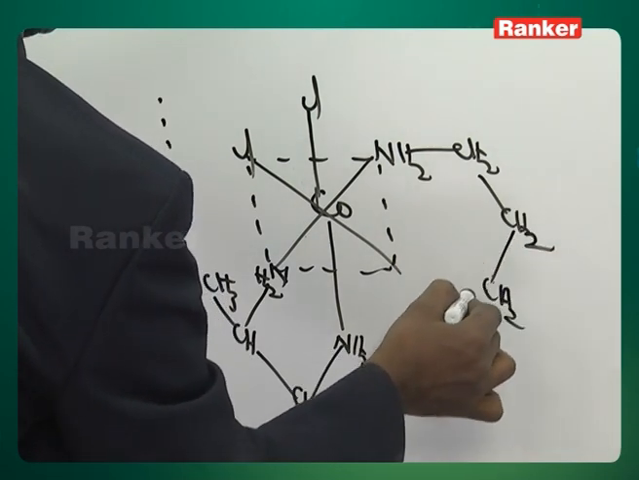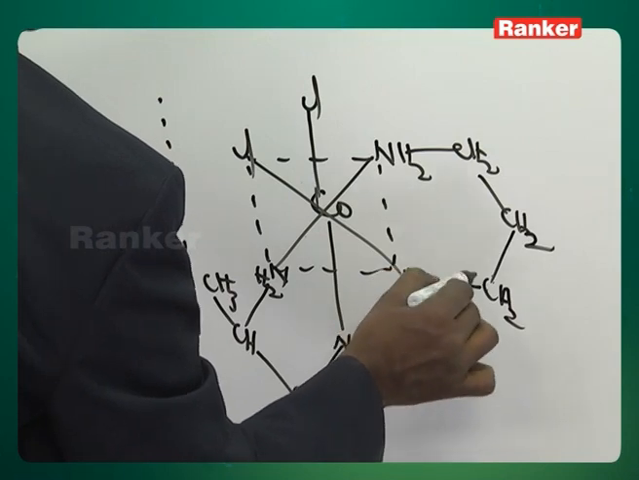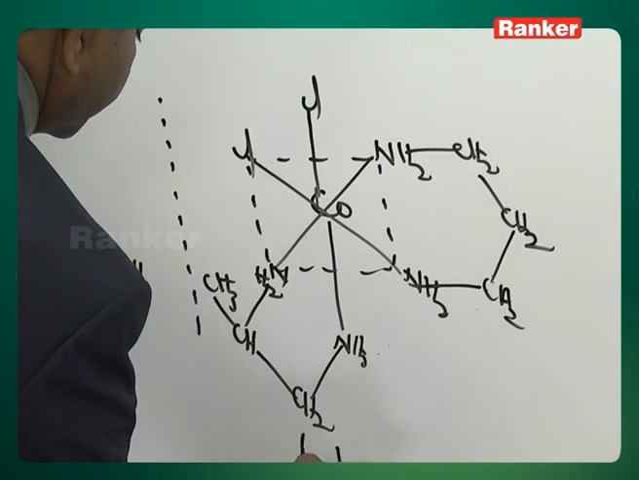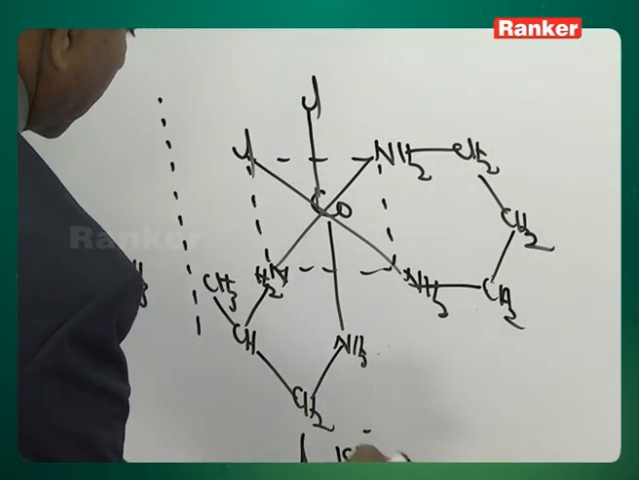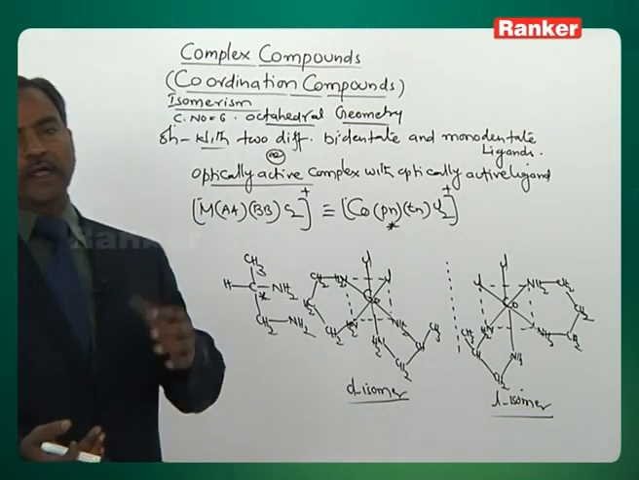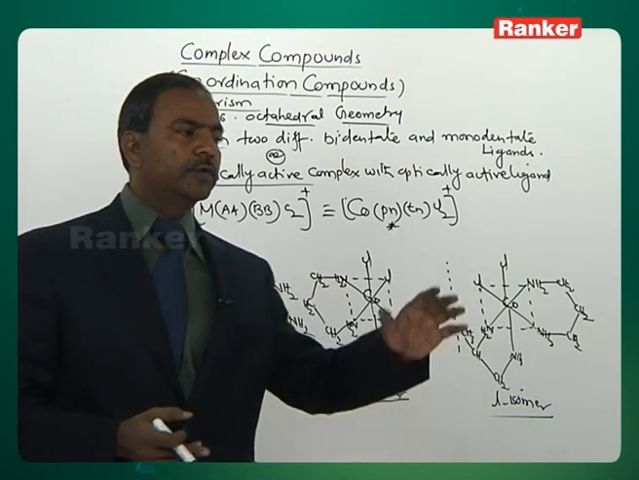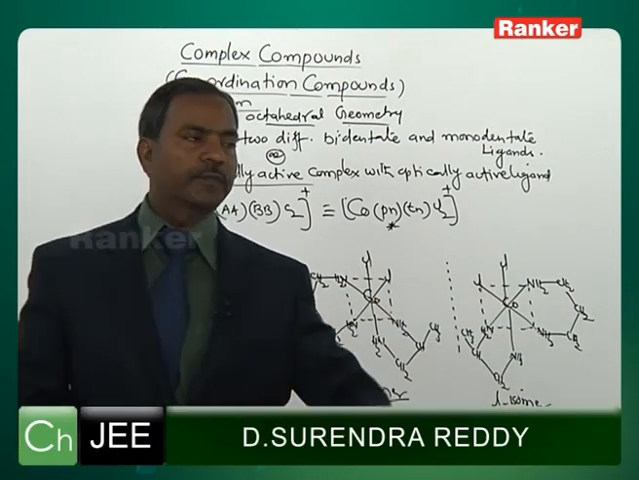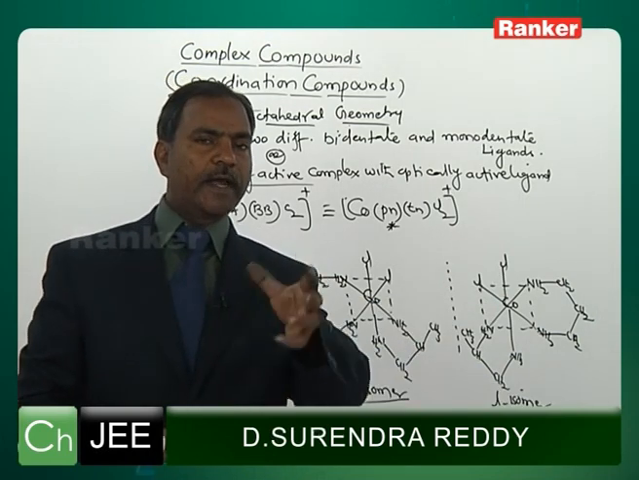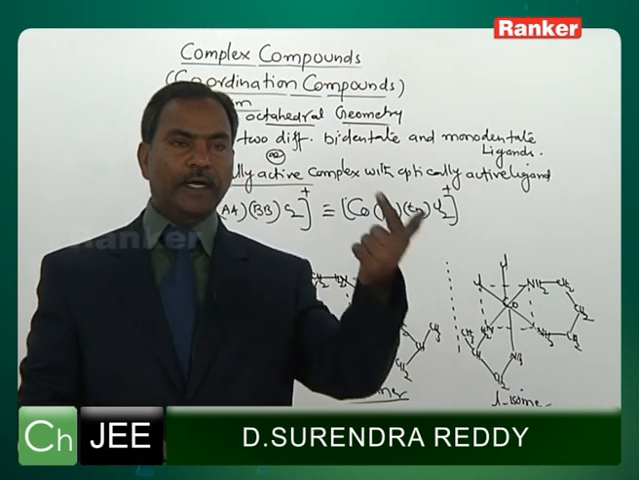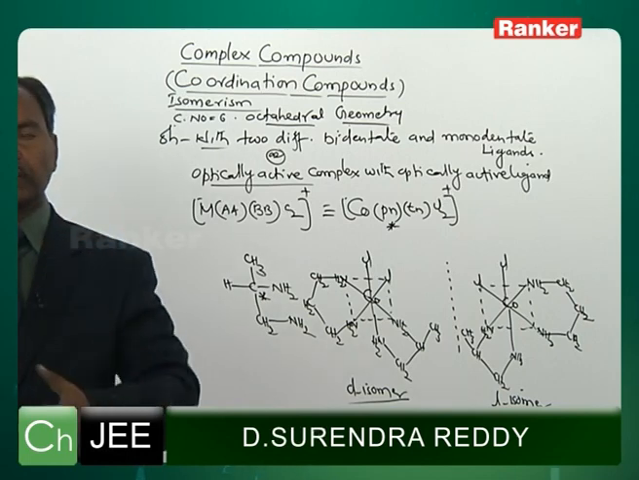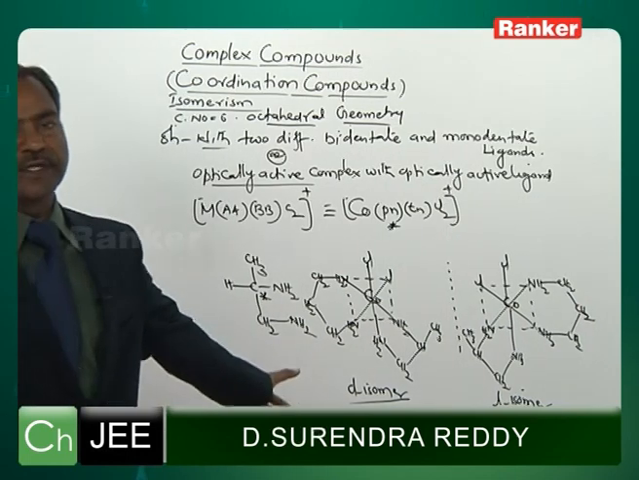CH2, CH2 and NH2. Once you say one is D, the other one will be L. So, octahedral geometry with monodentate we completed, octahedral geometry with bidentate and monodentates, and with two different bidentates and monodentates. In that, we are taking it as what? An optically active complex which is carrying optically active ligand. Optically active complex with the optically active ligand. This is the best example under this.